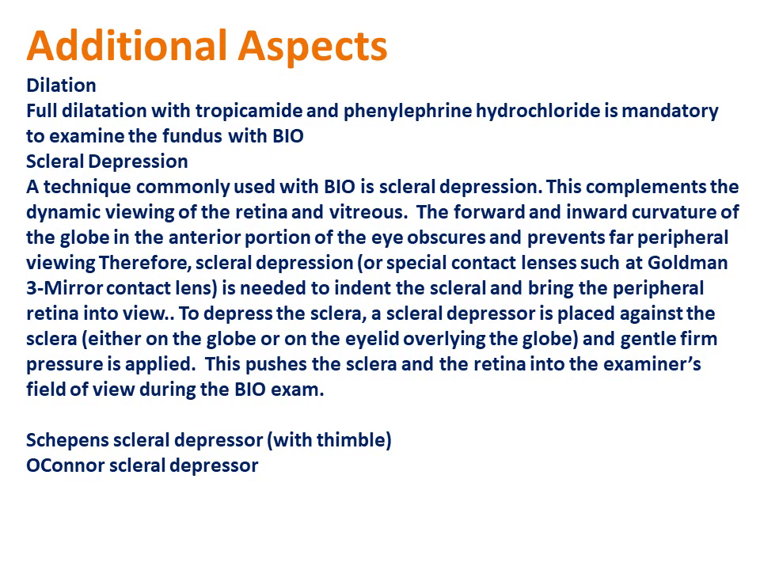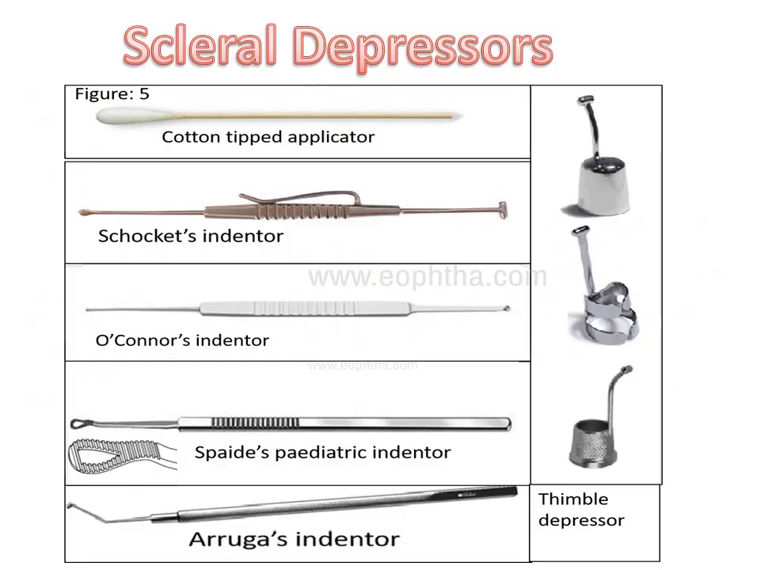The thimble scleral depressor is the commonest of all, even though you have plenty of various kinds of scleral depressors. The commonest one is the thimble depressor. So these are the various scleral depressors that can be used. You can observe that the thimble depressors on your right hand side are the commonest ones used by ophthalmologists.